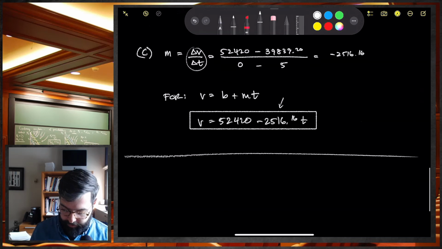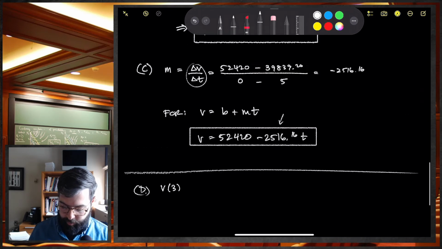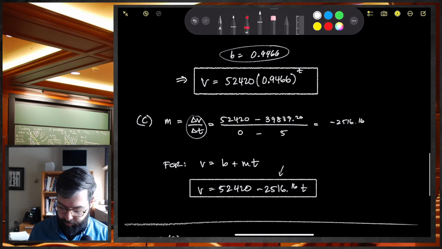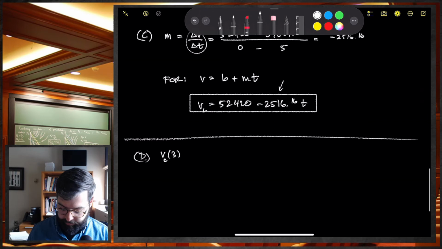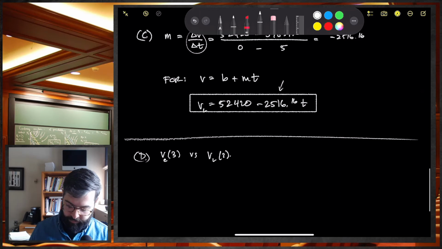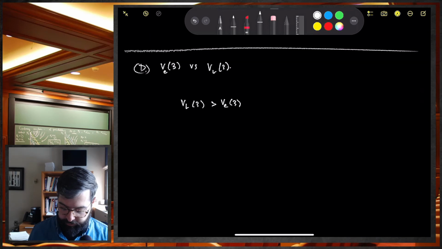And then for part D, saying which would you prefer? Well, you're looking at v of 3. Maybe we'll call this v exponential and this v linear, instead of having them the same name. So comparing v_E of 3 versus v_L of 3. You could have done this in various ways. You could just plug it in and solve. But what you'll see here in this case is at this value, the linear model is higher, which means it's lost less value. So we'd prefer that one for this.